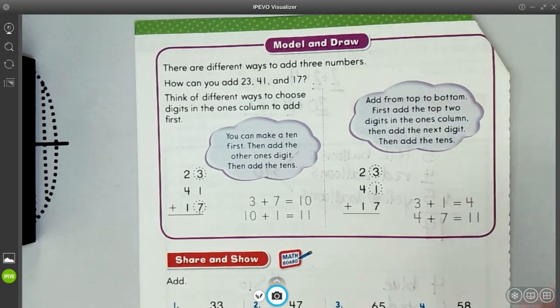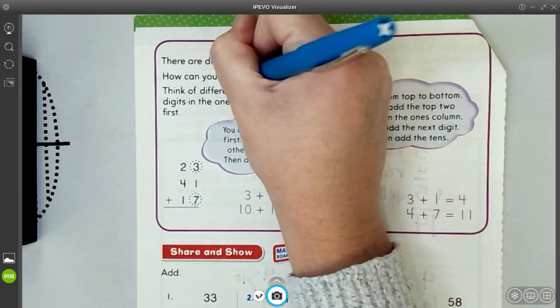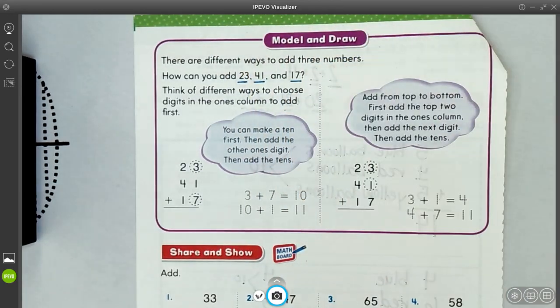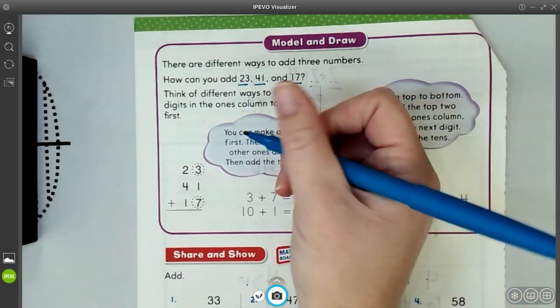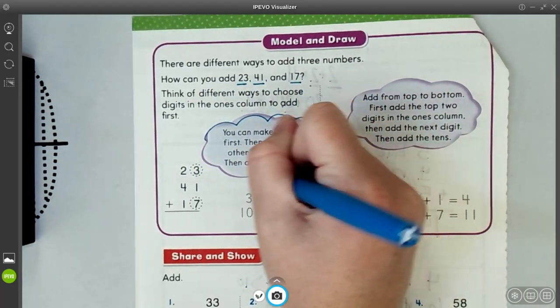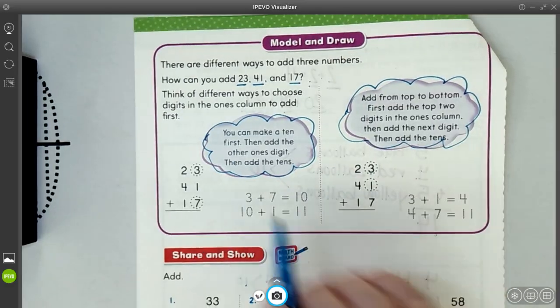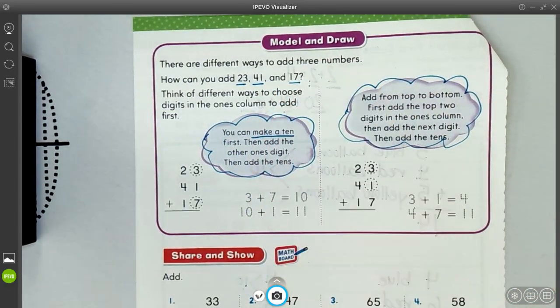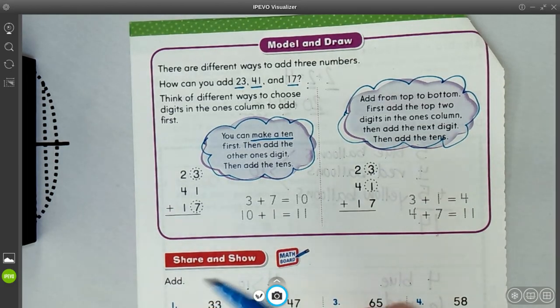Model and draw. There are different ways to add 3 numbers. How can you add 23, 41, and 17? Think of different ways to choose digits in the ones column to add first. All right, so these are our 2 thought bubbles. These are the 2 ways that we can think about this. The first one, you can add to make a 10 first. Then add the other one's digit, then add the tens.